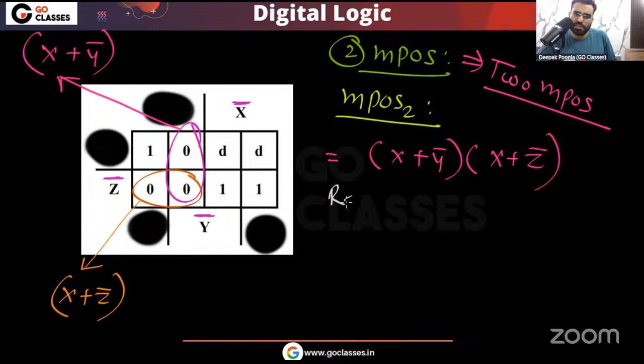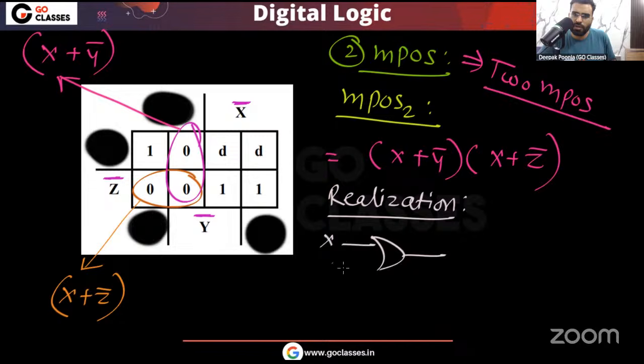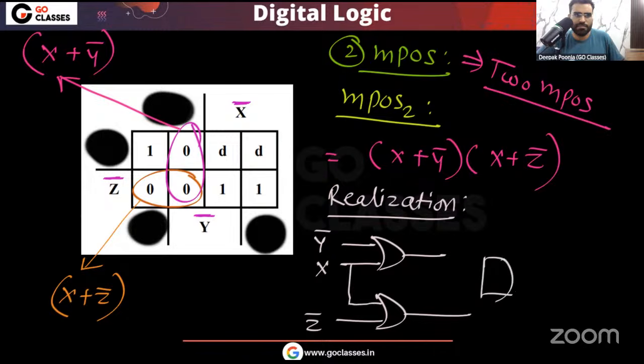Now here also you can check what the realization will be. I need an OR gate for X or Y bar. Y bar is already available to us. Okay, that is given in the question, that true variables and complemented variables are already available to us. We don't need to generate them using an inverter. Next, you can see that Z bar is already available to us, and here this X. Okay, and you can see this AND gate.